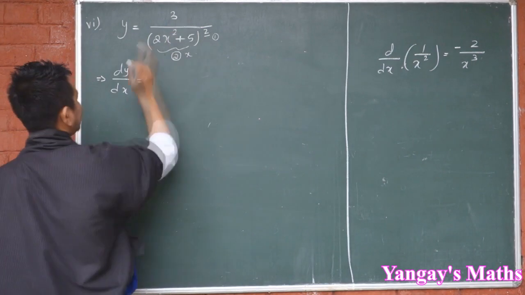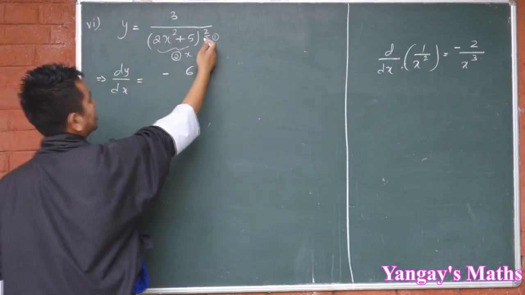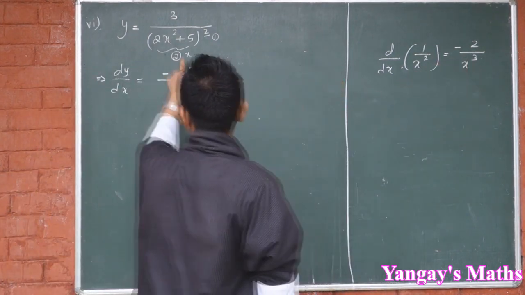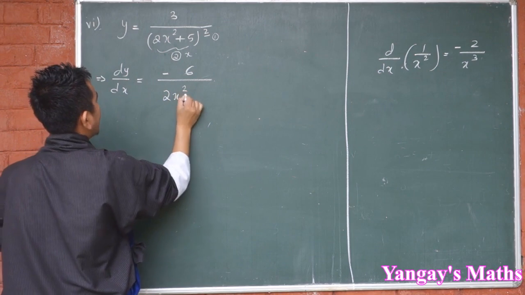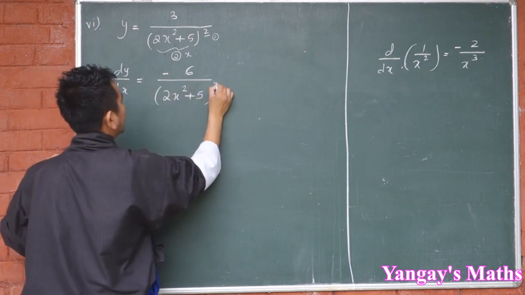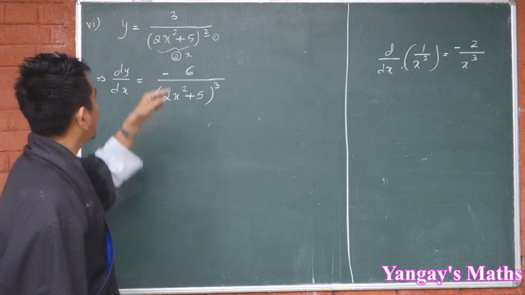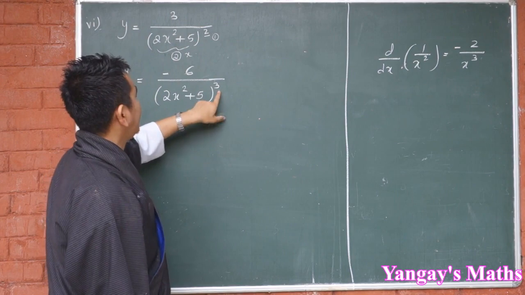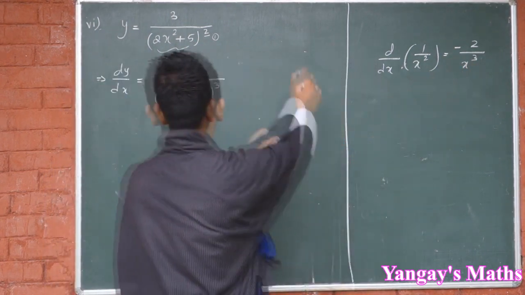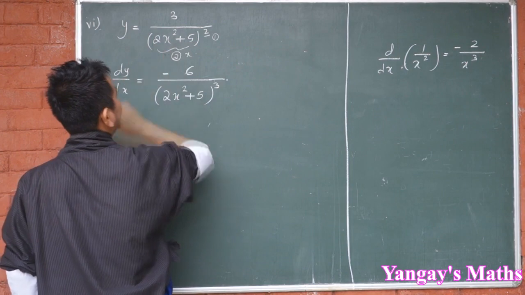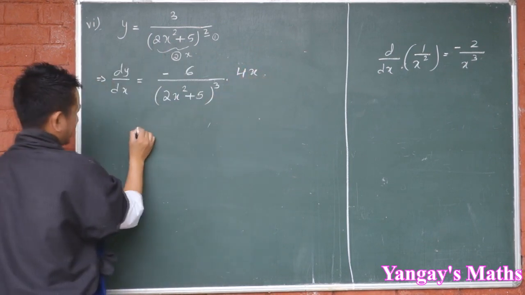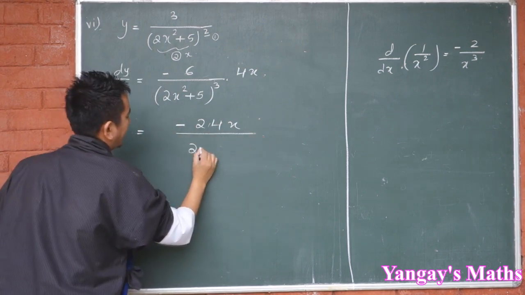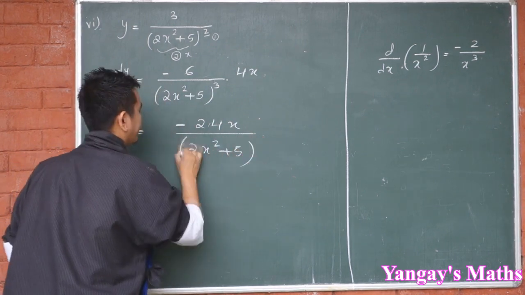So now, this answer will be negative 6. Then this 2 will come up, answer will be negative divided by x cubed. But in place of x, what do you have? 2x squared plus 5 whole cube. Right? This 2 will come here, it will multiply with 3, it becomes 6. We have negative, then the power will increase by 1. It becomes cube. So now, at last, the differentiation of the inside function is equivalent to 4x. Final answer is negative 24x divided by 2x squared plus 5 whole cube.